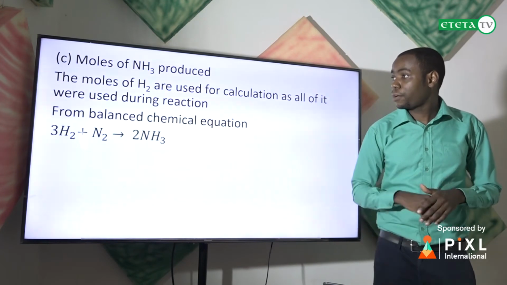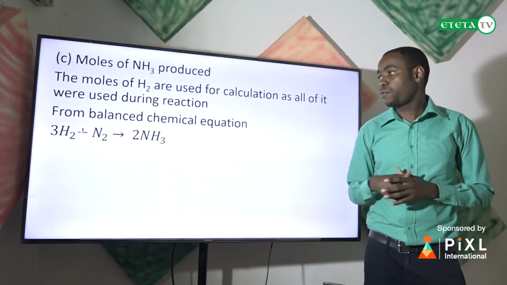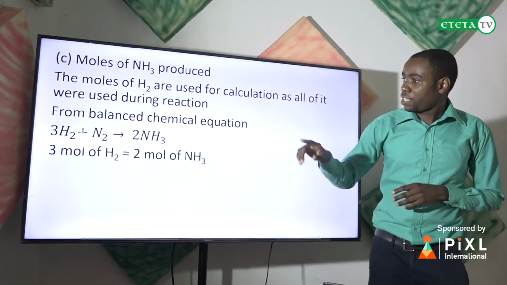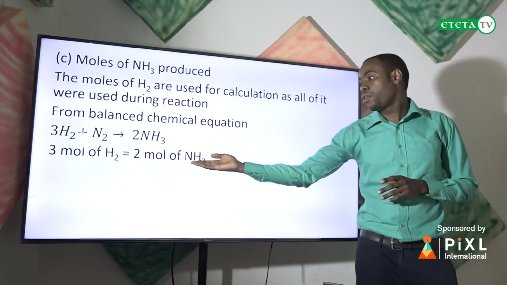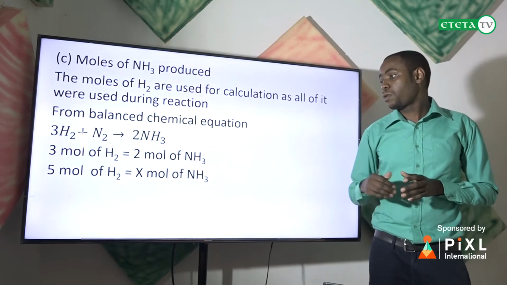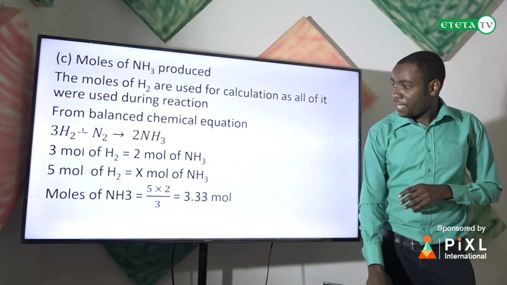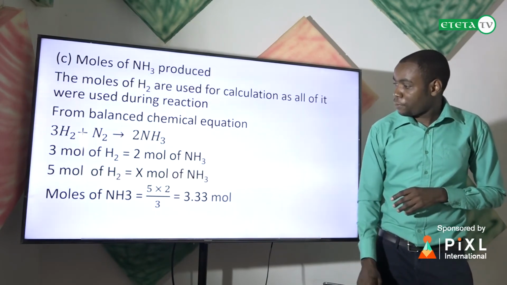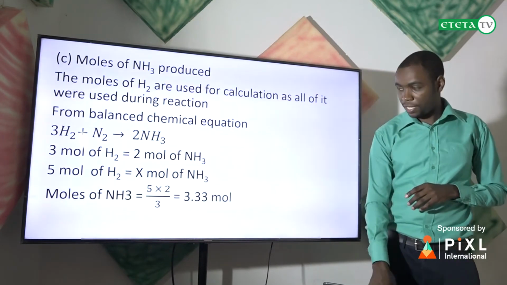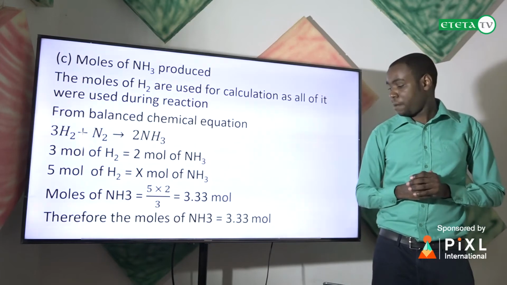So, from the balanced chemical equation, 3 moles of hydrogen, 1 mole of nitrogen, 2 moles of ammonia. Now, by using molar ratio, it shows that 3 moles of hydrogen gas is equivalent to 2 moles of ammonia. Now, 5 moles of hydrogen gas is equal to how many moles of ammonia? We use cross multiplication, and it will be equal to 5 times 2, then we divide by 3, which is equal to 3.33. In that case, the number of moles of ammonia is equal to 3.33 mole.